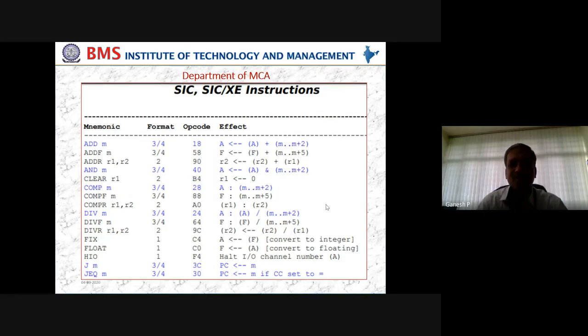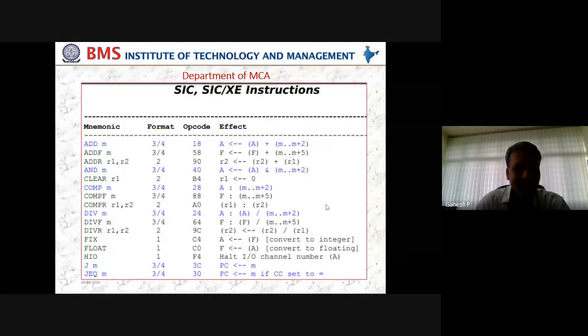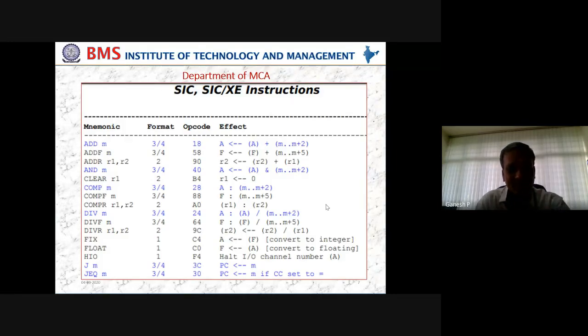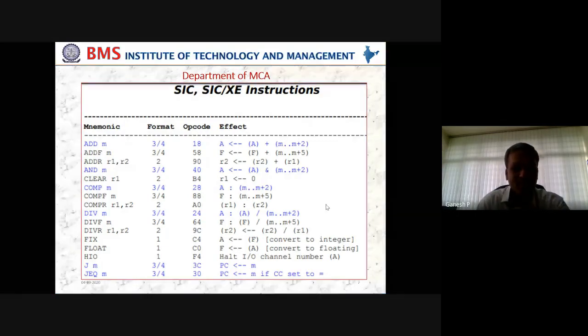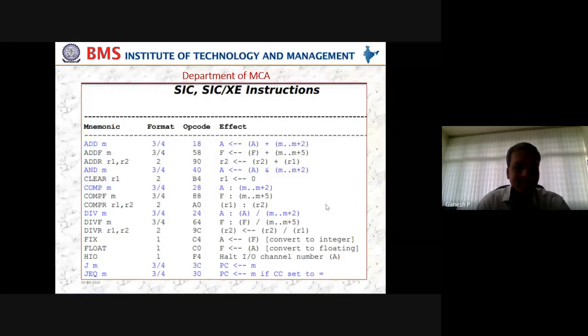This is how your instructions of SIC or SICXE look like. On the left-hand side we have written ADD, AND, COMP, DIV, J, JEQ. Don't look at the others in black at this point because they are not under the SIC. The simple words like ADD, COMP, DIV, J, these are going to be part of our SIC architecture, because SIC architecture is very, very simple in setup and it cannot handle various other complexities as far as instructions are concerned.